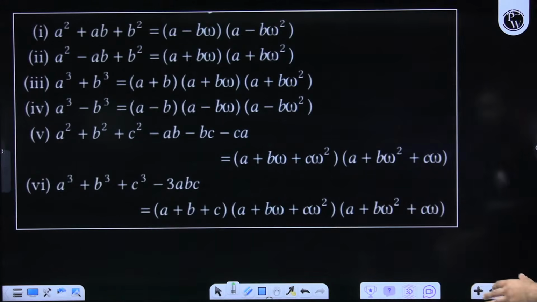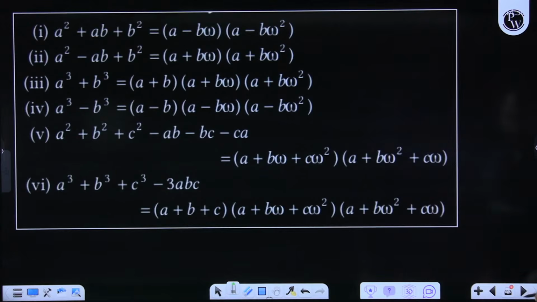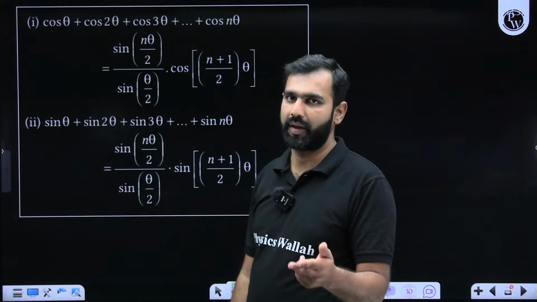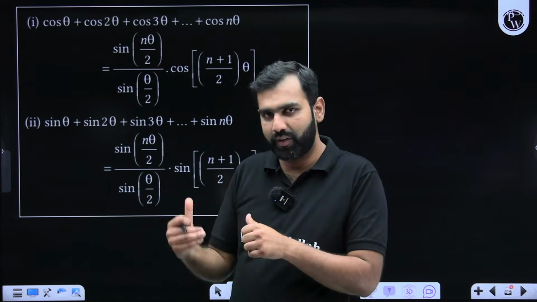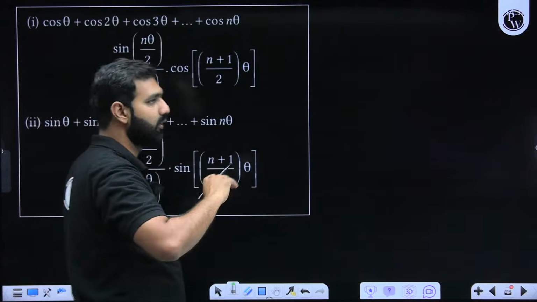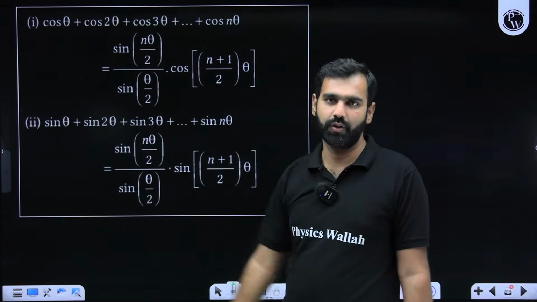These are some identities, but in terms of omega, you just take a screenshot of it and revise it after the session. Here, this is something you got to remember when you talk about trigonometry. Although we are discussing complex numbers, we are learning it at this stage. Let's say cos theta, cos 2 theta, cos 3 theta. What does it mean? The angles are in AP. The first term is theta and the common difference is also theta.